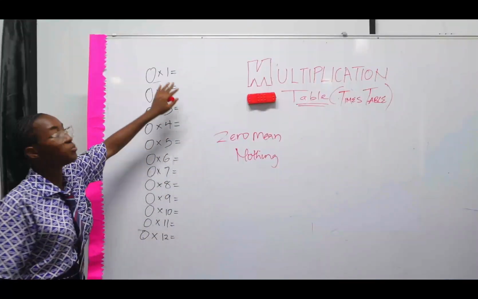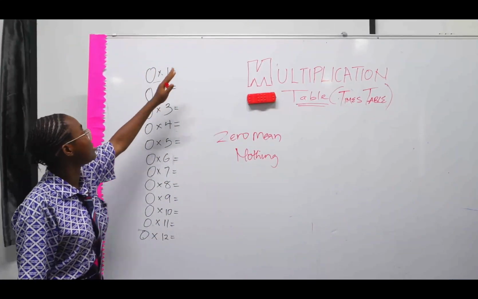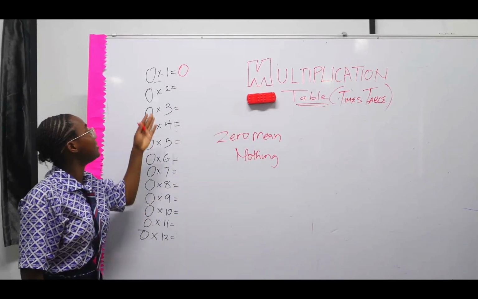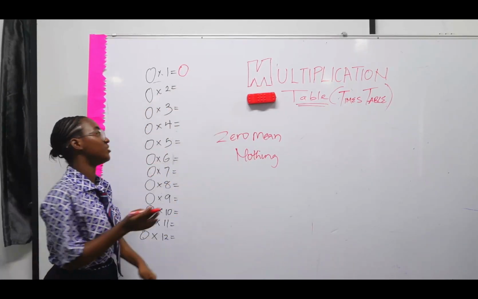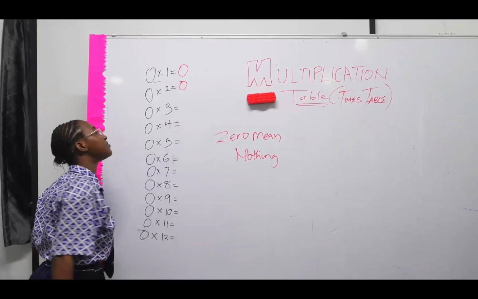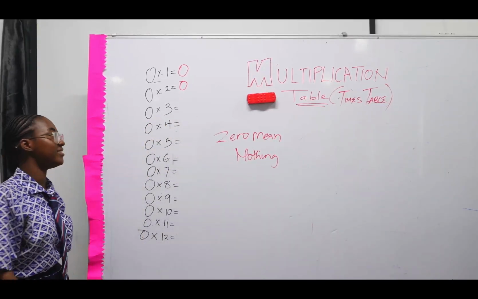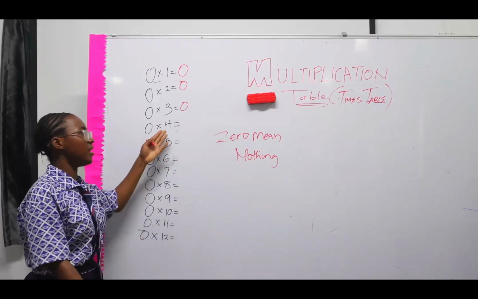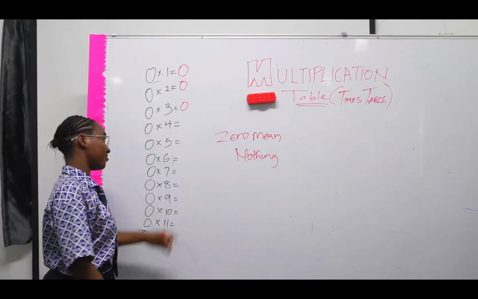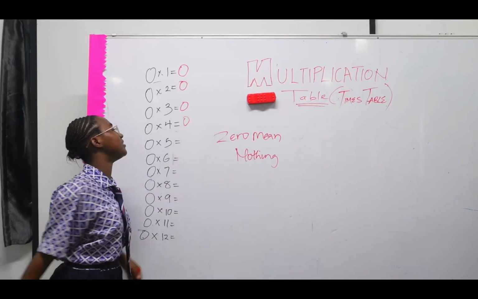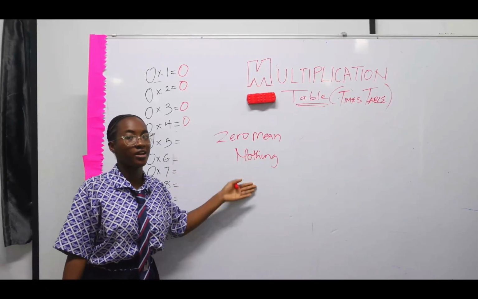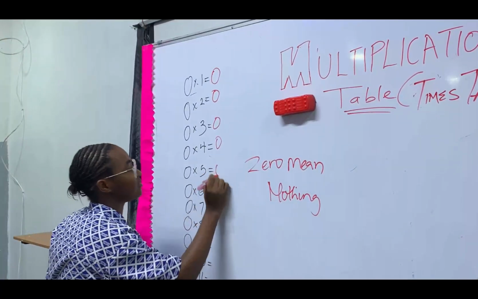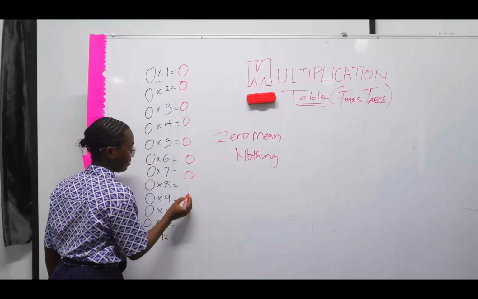So we'll start with 1. 0 times 1 is equal to 0. 0 times 2 is also equal to 0. 0 times 3 is 0. And I want to ask you, what is 0 times 4? 0. Which means 0 means nothing. And also to the remaining figures here. 0, 0, 0.